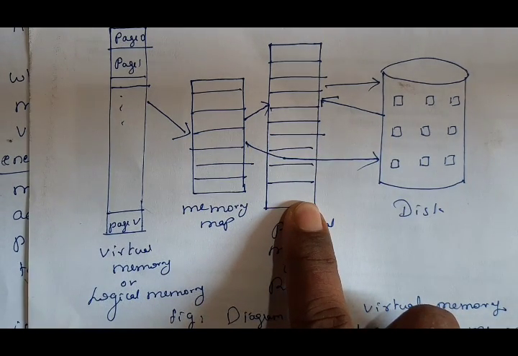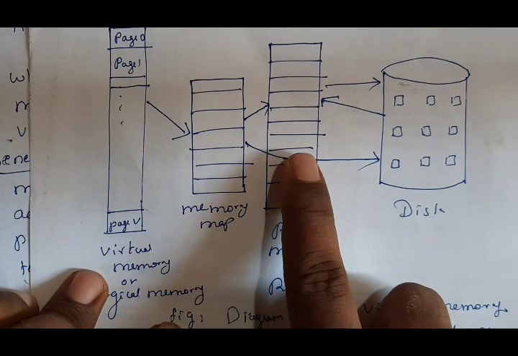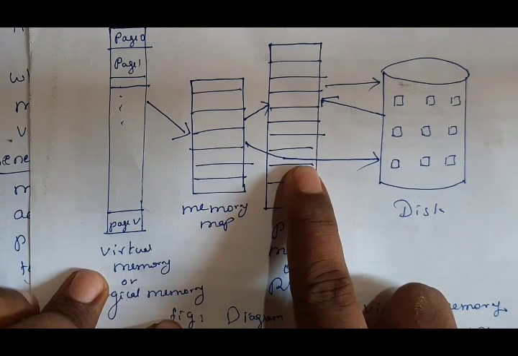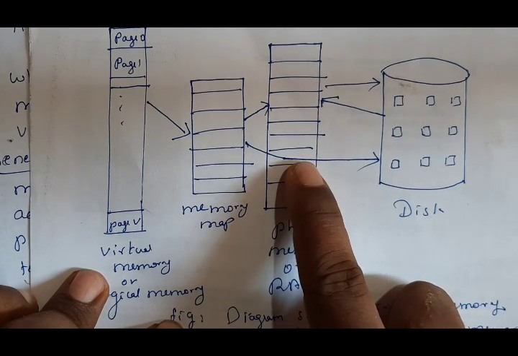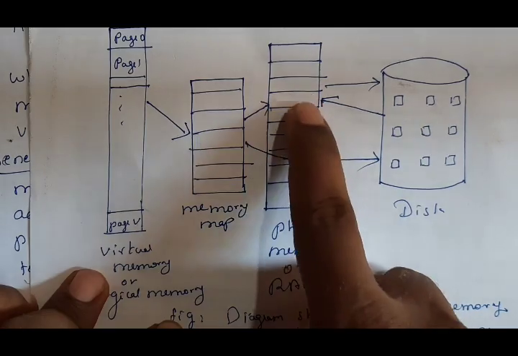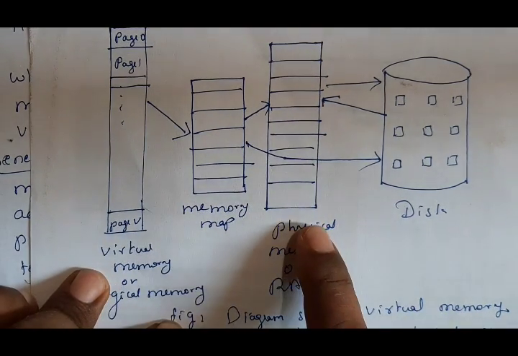You learned some page replacement algorithms. In that, if a page is present in the RAM, then there is no replacement or exchange. If the page is not present in the RAM, then you take it from disk. If it is not present in the RAM, it is called a page fault. You remember that one; in the previous video I explained about that.